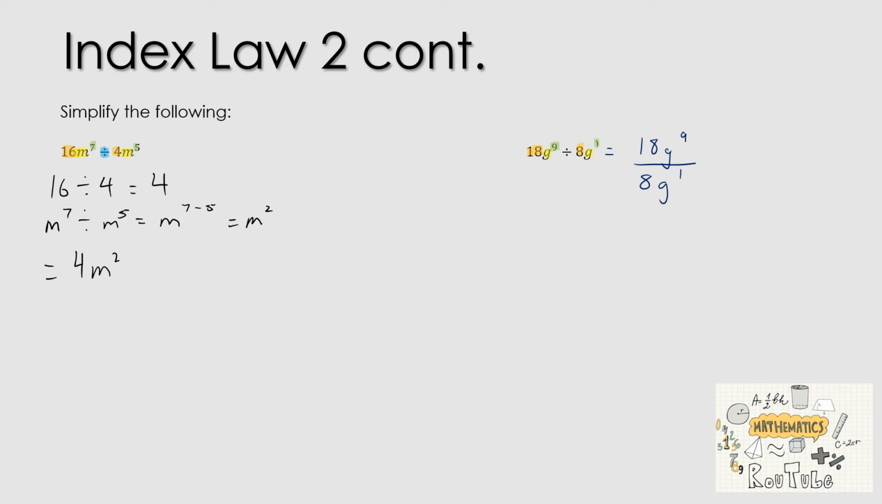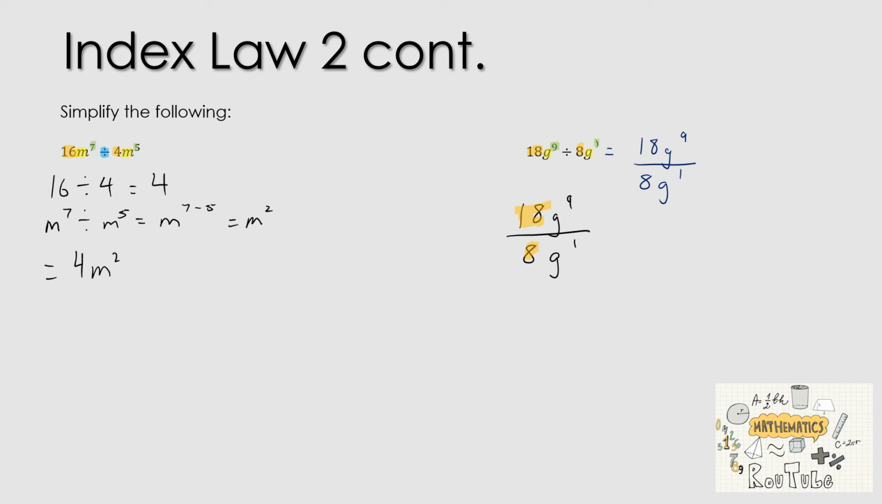Now we can simplify the fraction as we would any other fraction. What we actually do is identify the highest common factor in both of the coefficients. Remember, we always deal with the coefficients first. I might just write down the question again down here. We've got 18g to the power of 9 over 8g to the power of 1. We're going to deal with the coefficients first. I might just highlight those orange so we know what we're dealing with.